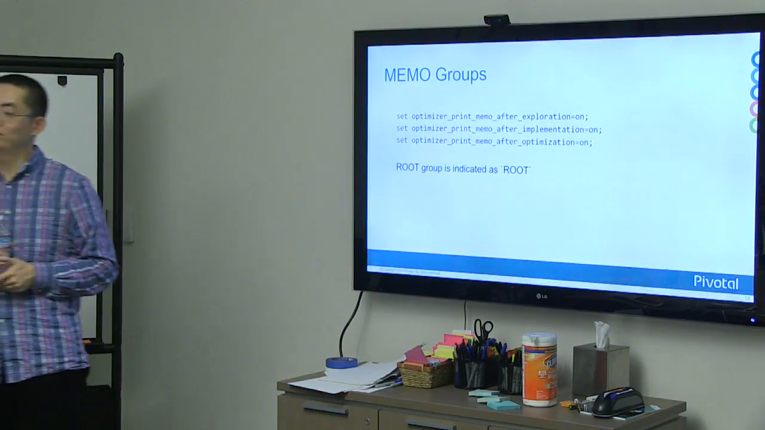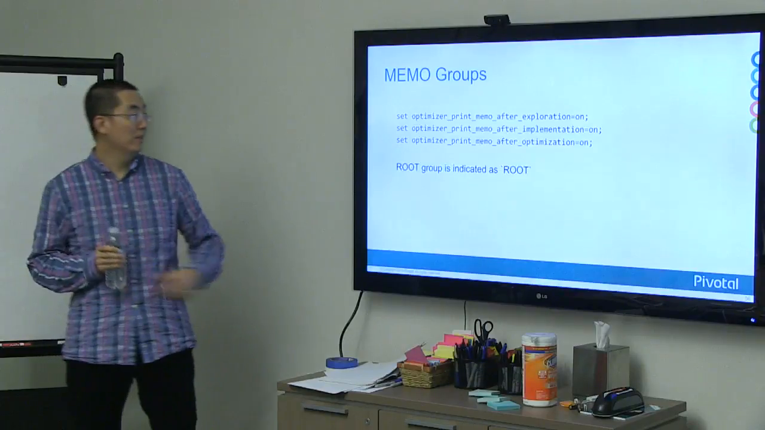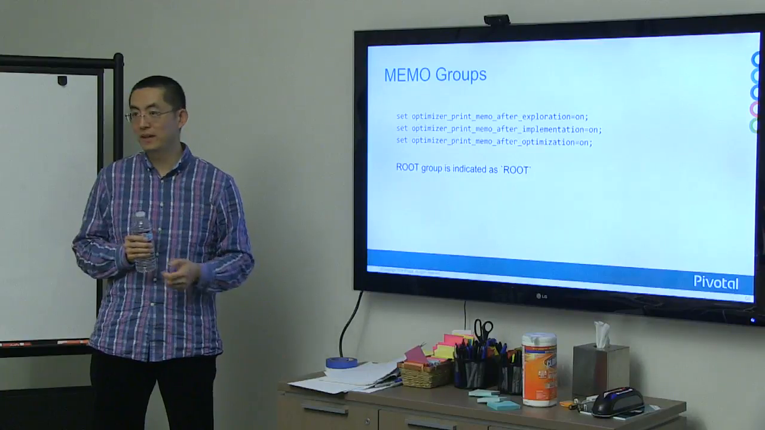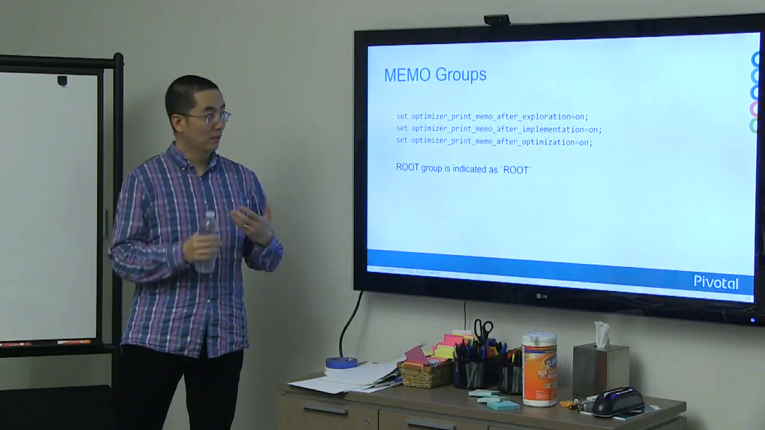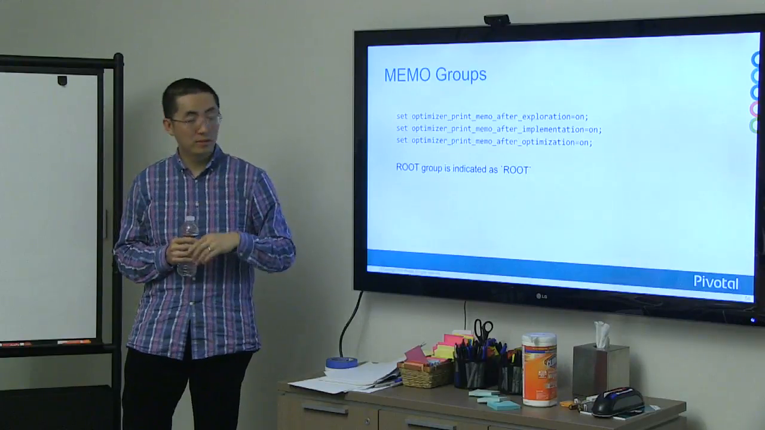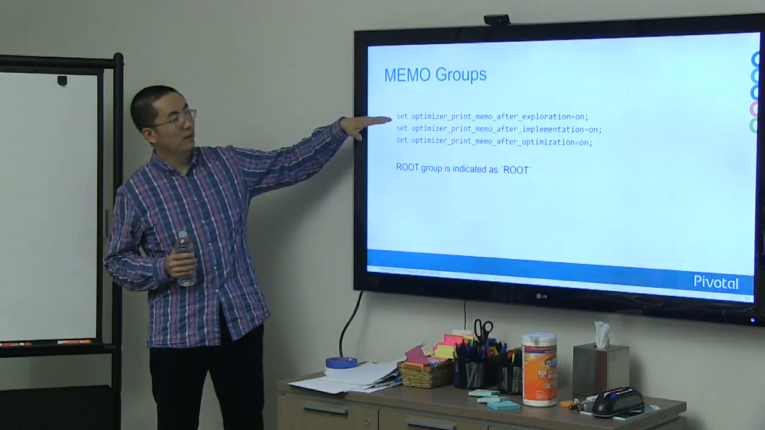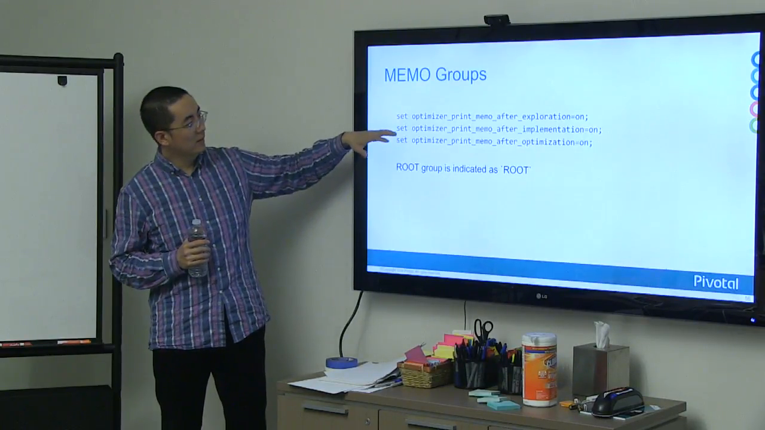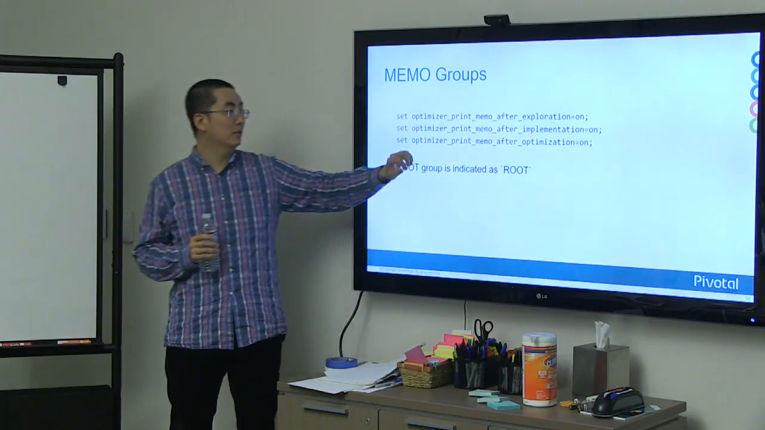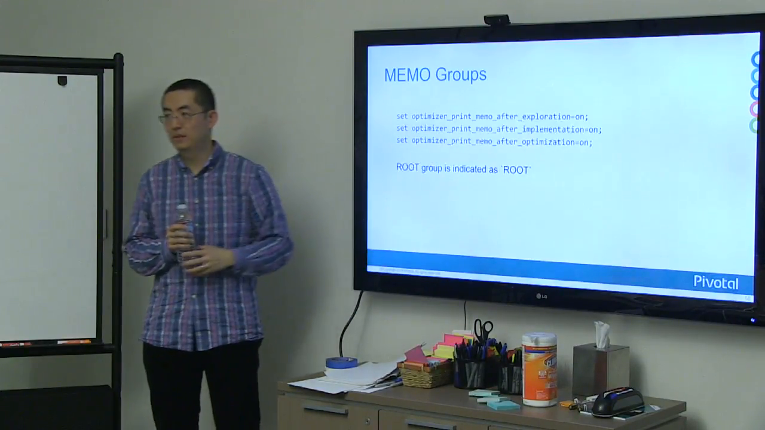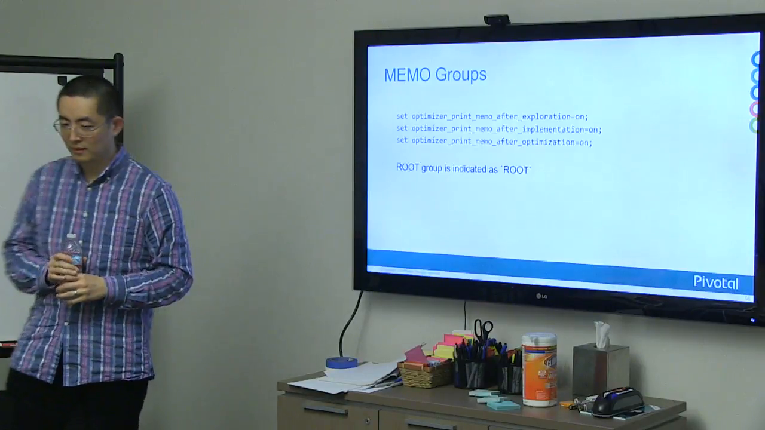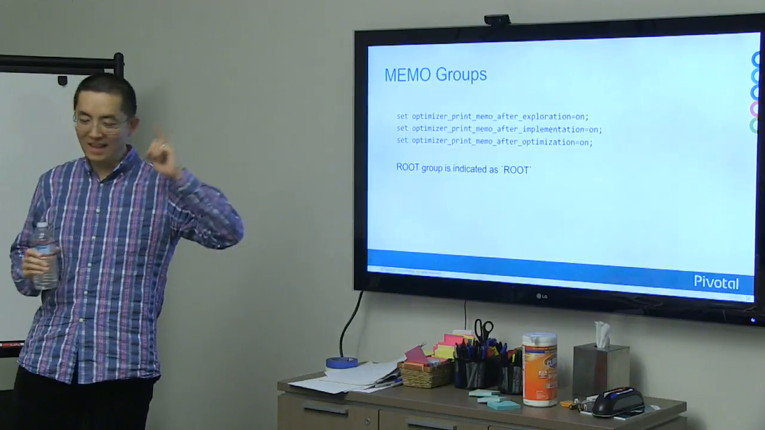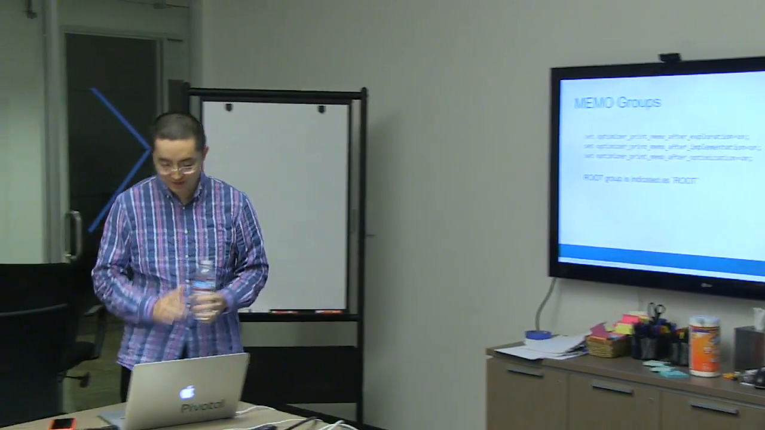The other thing is to actually print out the whole memo. Sometimes that is very valuable information to look at in my search space and see, hey, is there anything wrong? And this will break it down into the stages. Remember, we have stage 1, exploration, and then the implementation where the logical becomes physical, and the last one, the optimization, the MPP, the final step. If you want to find the root group, it doesn't have to be the first group, and doesn't have to be the last group, just search for root.